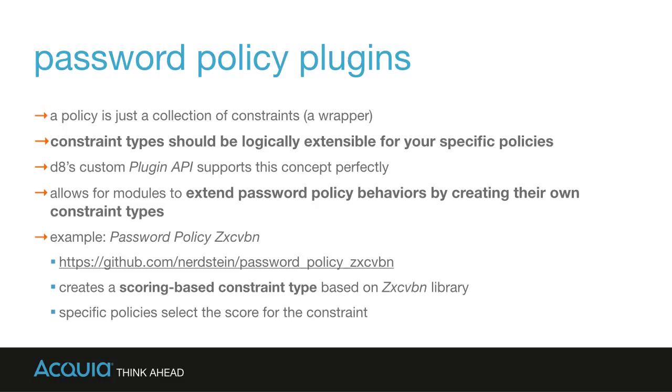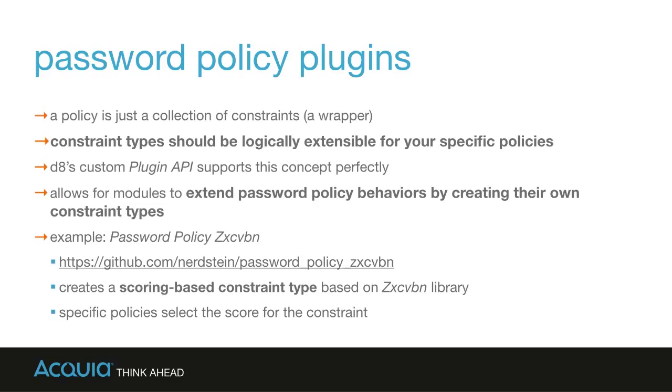But constraint types, they should be logically extensible for your needs. They shouldn't be prescriptive. So D8's plugin API is the perfect mechanism for building a flexible architecture around constraint types. It basically allows modules to extend password policy behaviors and constraints by creating their own constraint types. So if you don't like what you see, you can really easily, inside of your own module, create your own.